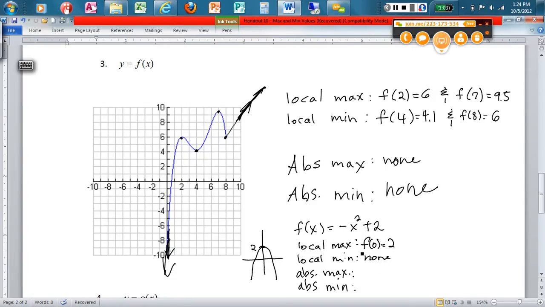Absolute max. Well, it just so happens that point's going to be an absolute max, isn't it? That top point. So we do have an absolute max at f of 0 equals 2. An absolute min, no lowest point, is there? Okay. So yeah, even if you don't have just the graph showing, just graph it, look at it yourself. Think about the graph. What about this one?